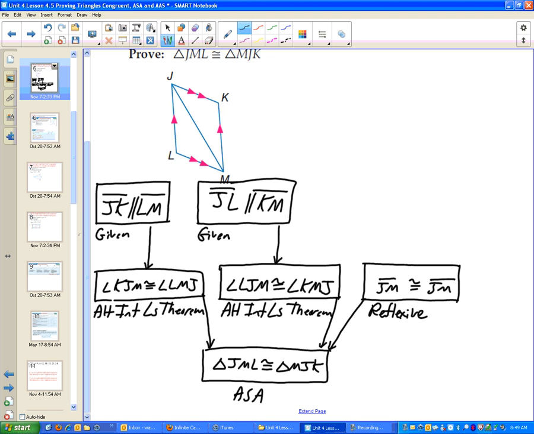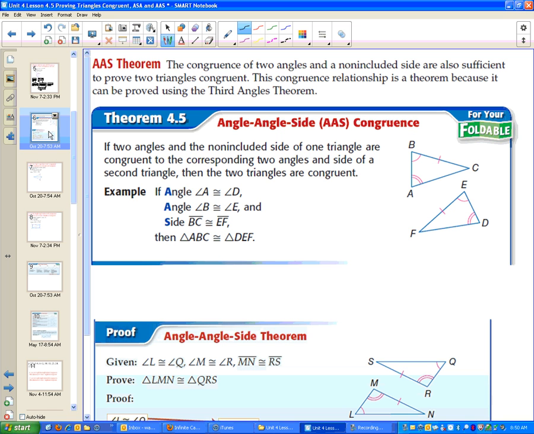Okay. Well, let's see. We had another method we're going to learn in this section. Angle, angle, side. Now, this is actually the most difficult one to apply that we're going to have because the side is not included between the two angles. So it says, if two angles and the non-included side of one triangle are congruent to the corresponding two angles and side of a second triangle, then the two triangles are congruent. You're thinking, well, how's that any harder? Well, it's not on the surface.